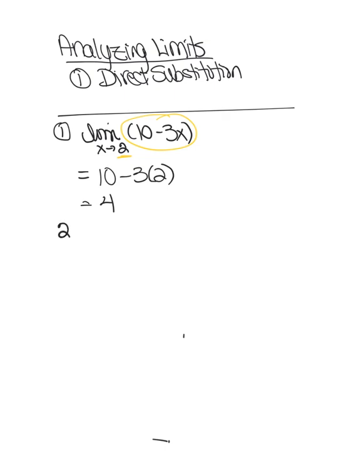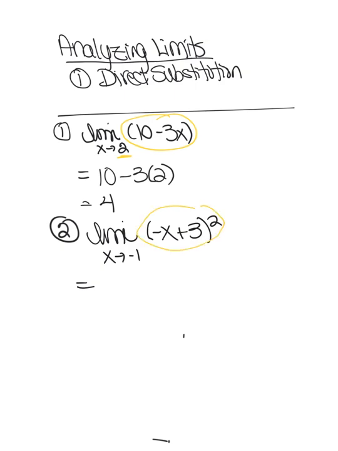Okay, so let's try another one here. For number 2, let's look at the limit as x approaches negative 1 of the function negative x plus 3, quantity squared. I'm going to start putting in this value, again using a direct substitution. That means that anywhere inside of this function I see an x, I'm going to replace it with a negative 1. So this is going to give me minus, and then x, which will be a negative 1, plus 3. And we can actually change those parentheses to brackets. They mean the same thing, but it just makes it a little bit easier to see.